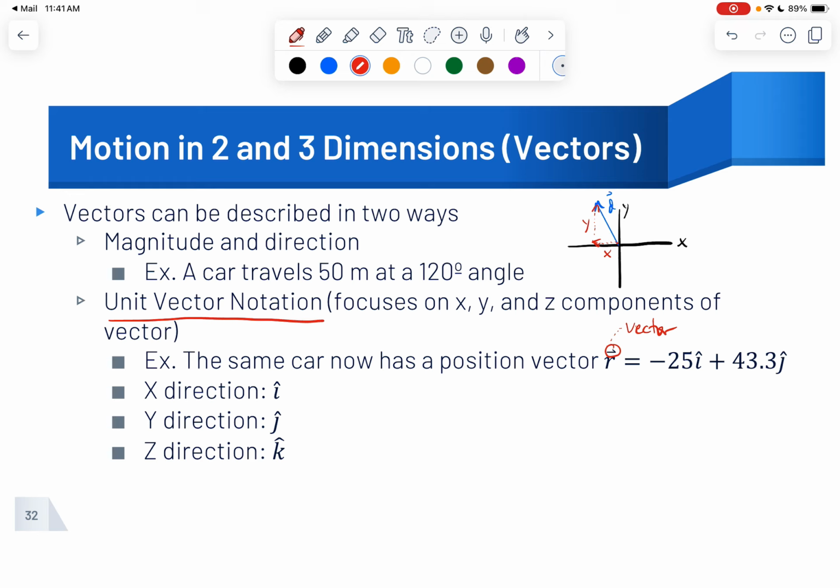This might be useful instead of, say, having a ship that's traveling in the night at a 20-degree heading north of northwest. Maybe we can just say we're traveling X amount to the north, Y amount going west. Basically accomplishing the same sort of thing, depending on how we set up our coordinate system.